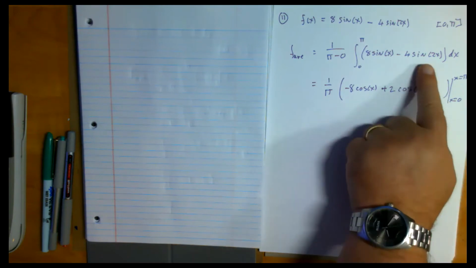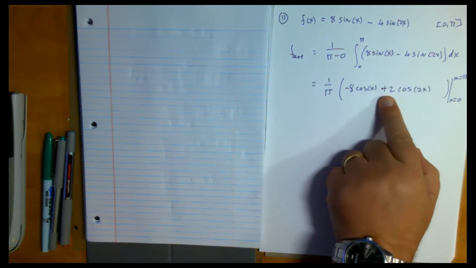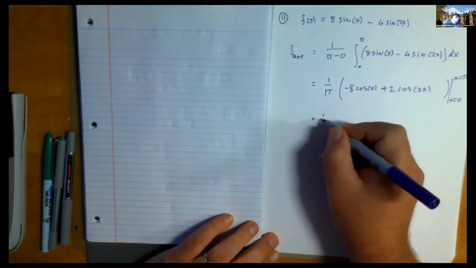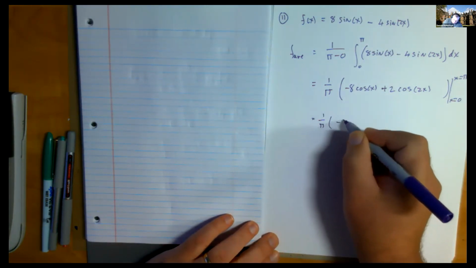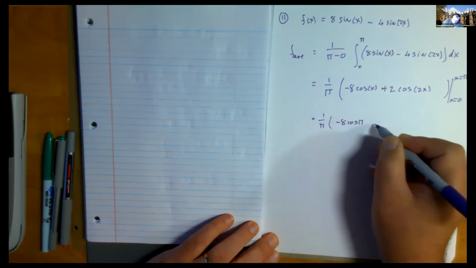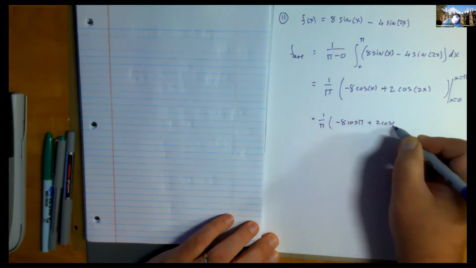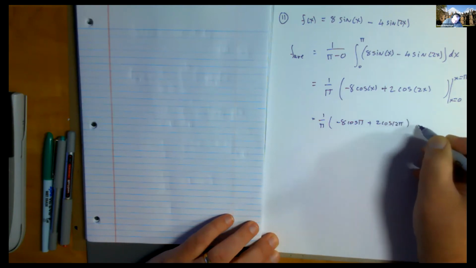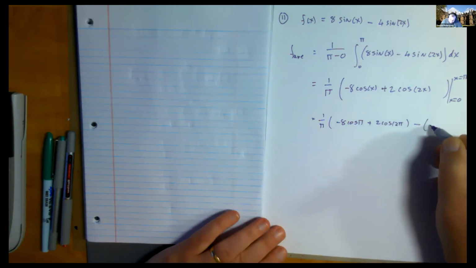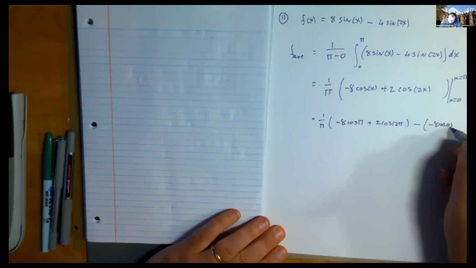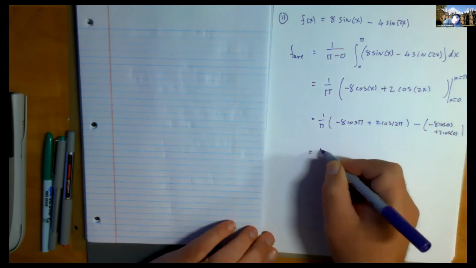Why did it turn positive? You should be able to figure that out. Because the antiderivative of sine is negative cosine. Okay, so exactly. And can you just trust me that the 2 kills off part of that, and that's why it's 2. Right, so you are going to get 1 over pi, -8 the cosine of pi, plus 2 times the cosine of 2 pi, minus -8 cosine of 0 plus 2 cosines of 2 lots of 0, still 0. Oh, that's very messy.